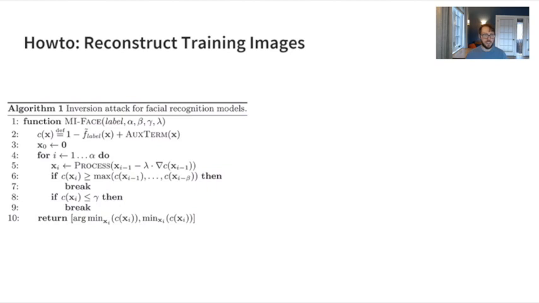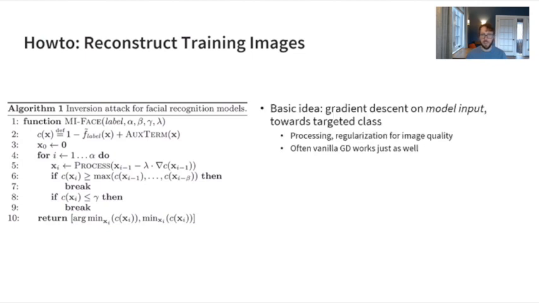So how does an attack like this work? Well, the algorithm that we published in the 2015 paper, shown on the left here, looks a little bit complicated, but really the idea is just to do gradient descent on the model input to try and maximize the neuron that corresponds to the class that you're targeting. The additional complexity just has to do with pre-processing and regularization to try and enhance the image quality a bit more. But if the model is simple enough, then typically just doing plain old gradient descent works perfectly fine. This, of course, was a white box attack.